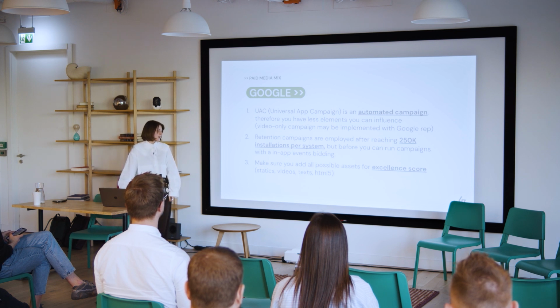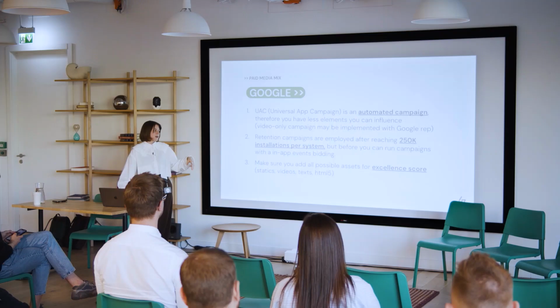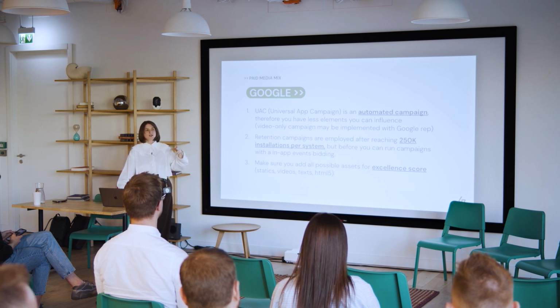With retention campaigns, it's a really huge problem, I think, because if you want to set up a retention campaign in Google, you should have 250K installations per system, which is a lot, in my humble opinion. But before that, you can try to have a campaign which is optimized for installation and for app event. The installation will cost you slightly higher, maybe 20% more, but you will at least be getting these in-app events.